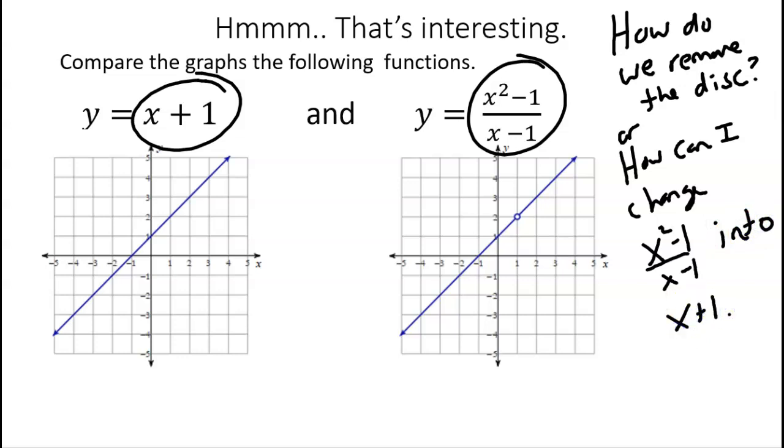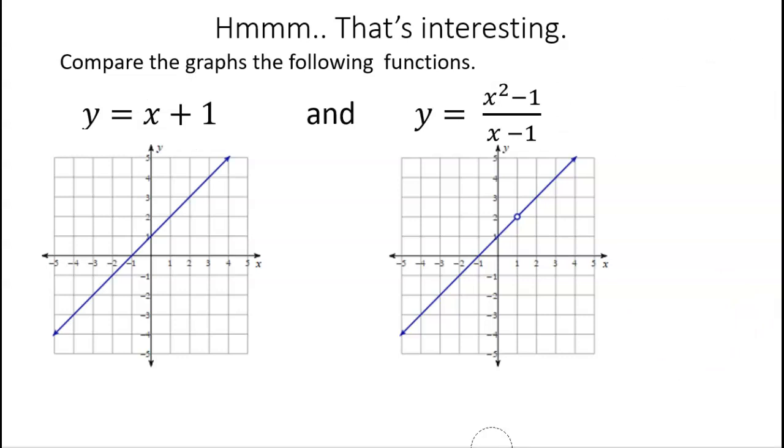Since I know that they're exactly the same function anyway, and the only difference is that hole, but when it comes to holes, limits do exist anyway, so it doesn't matter if that hole's there. So how can I remove the discontinuity? Or how can I change this function into this? And the strategy I've told you that we're going to be using today, you guys, is the strategy of factoring.